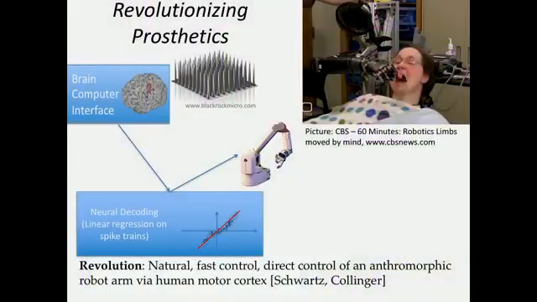So one of the projects that I enjoyed working on the most was collaborative work with the University of Pittsburgh, and particularly Andy Schwartz and Jennifer Collinger. And the work they've done, and I'm just setting up their work here, is truly amazing. So what they did is they took a cortical implant, so an implant that's put in the motor cortex, and actually measures neural spike trains.